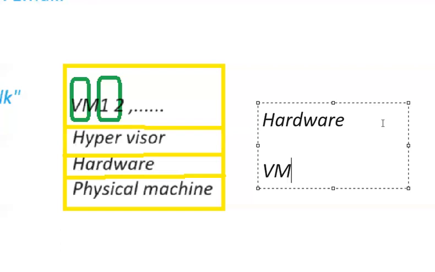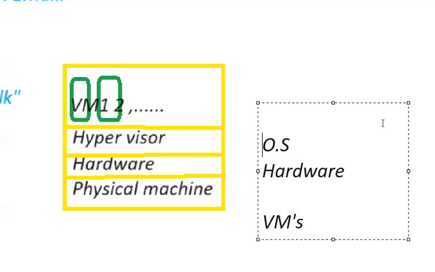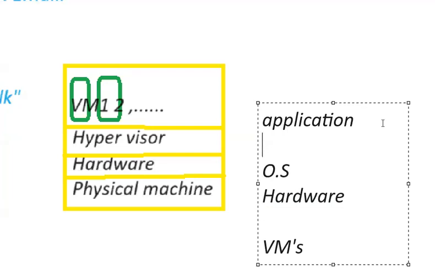Coming to the VM's structure and architecture. AWS needs to maintain the hardware as well as the operating system on top of it. On top of that, it has the application and its data.